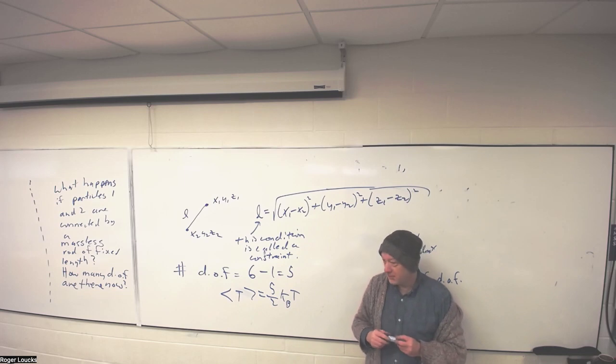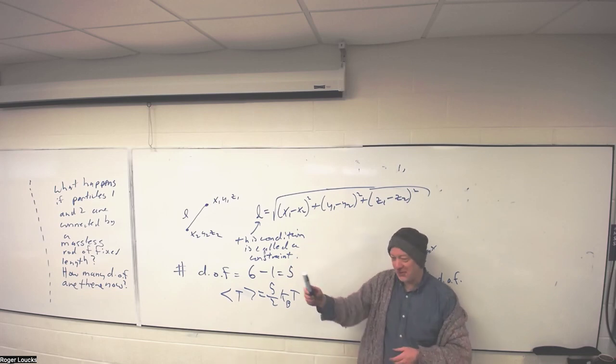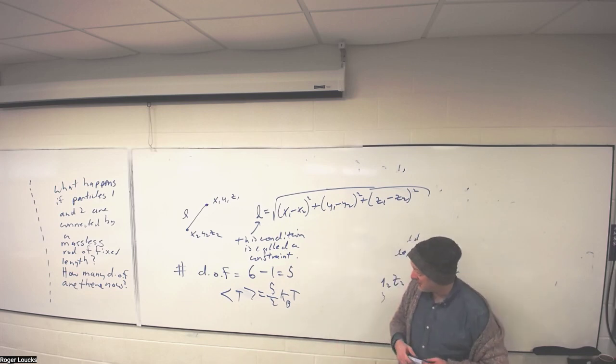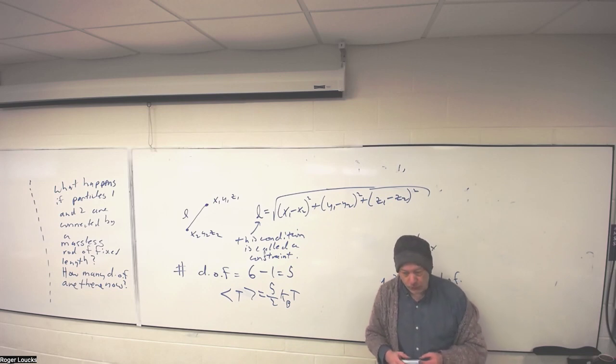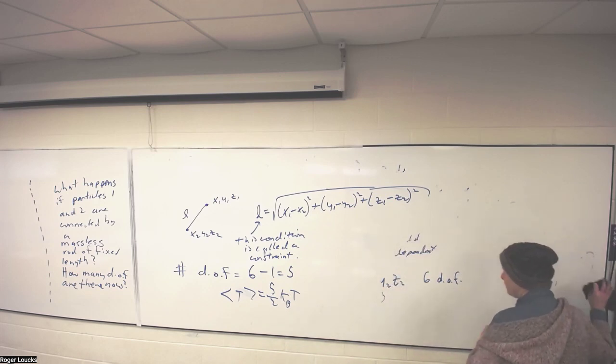Good. So we're going forward. Actually, I would try to explain it. In general, if I had n particles, what would be the total number of degrees of freedom I would have in the system?